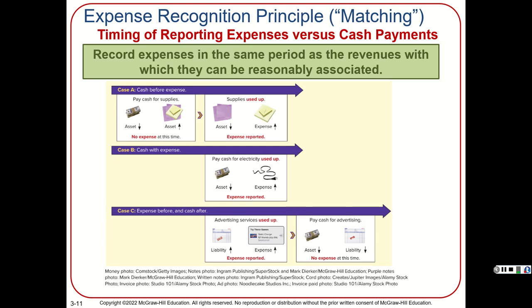Expense before and cash after. So as I talked about the utility bill before, well, this example is actually advertising. So we have a contract for someone to do some advertising for us. So there is a bill or a liability that has to be paid. So it goes on the accounts payable. And then there is an expense that is being used, the cost of the advertising. So the expense is going to increase.